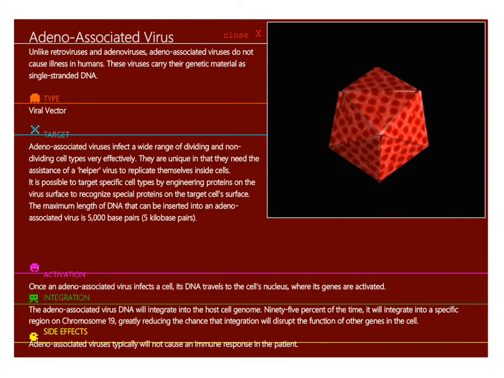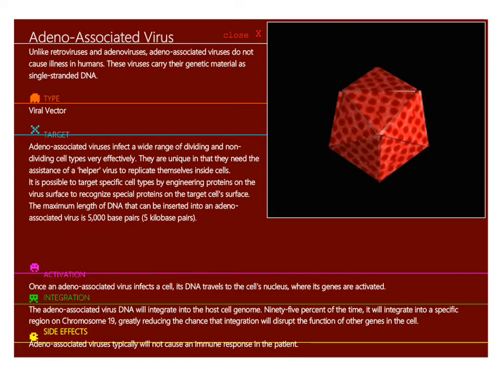The third virus, adeno-associated virus, it's called AAV. Unlike retroviruses and adenoviruses, AAV does not cause illness in humans, and the genome is single-stranded DNA. AAV requires a helper virus in order to replicate inside cells, and the maximum length of DNA you can insert into AAV is 5,000 base pairs.